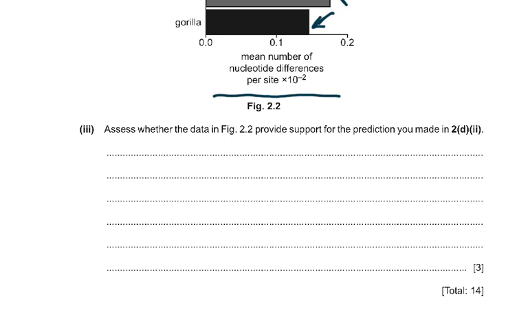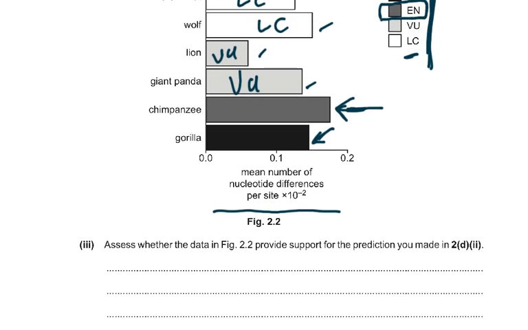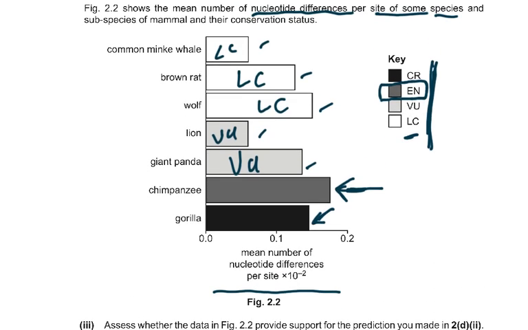Genetic variation is the same, but conservation status is different. Where was the genetic variation the same? You see here, the lion and the minke whale have nearly the same genetic variation, but one is vulnerable, one is least concern. Then you can see the wolf and the giant panda were nearly the same in genetic variation, this is here and this is here. But look at their status, they were different. So you gave me an example of this, you got a mark for that. The gorilla is critically endangered, but has a high genetic variation.